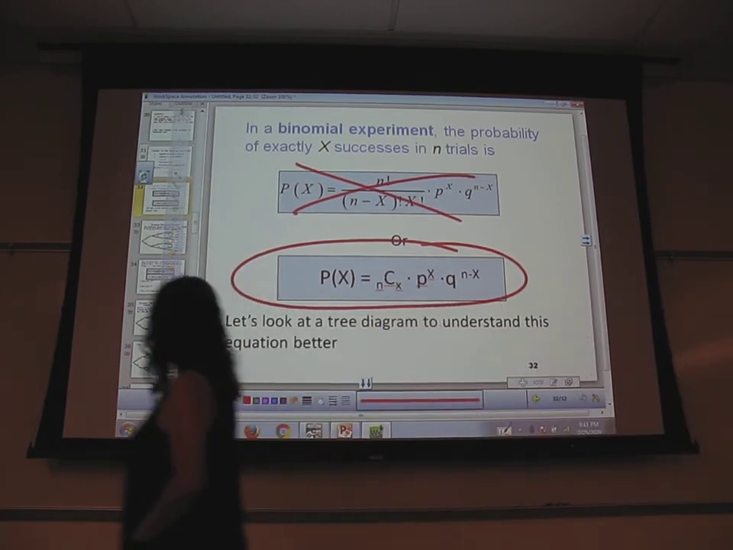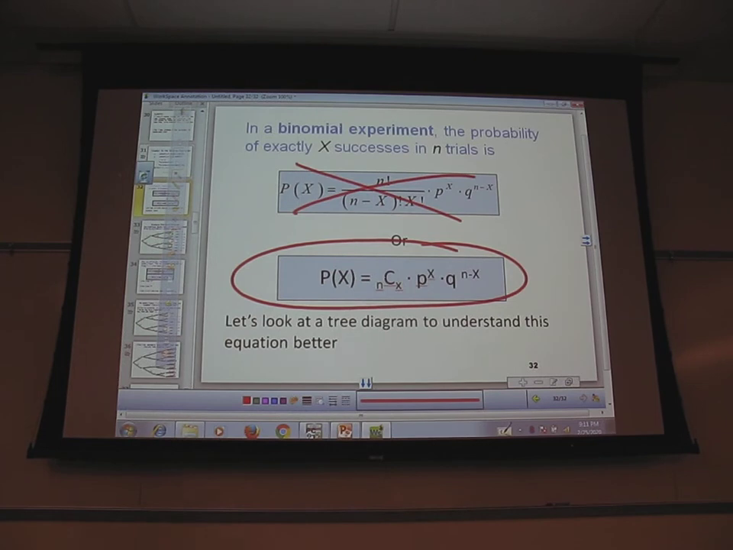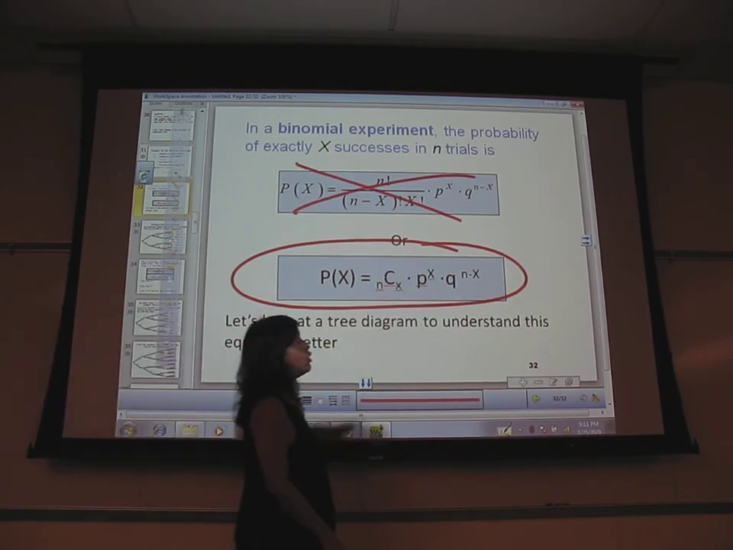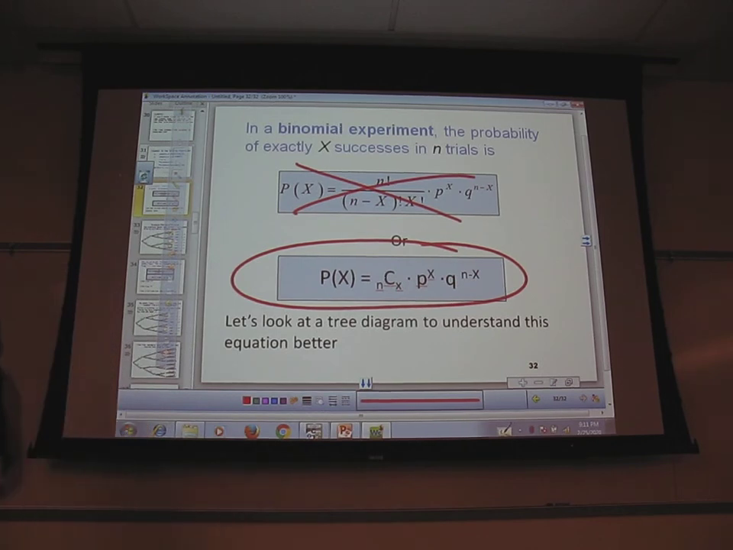Before we go much further, I want to point out why I'd prefer you use this. You've already shown me you know how to find N choose X on exam 1. So now you don't have to show me anymore. You can just use your calculator to find it. So let me show you how to do that.